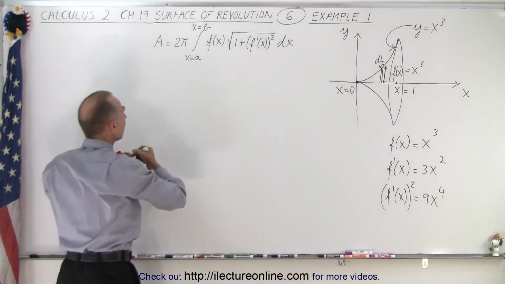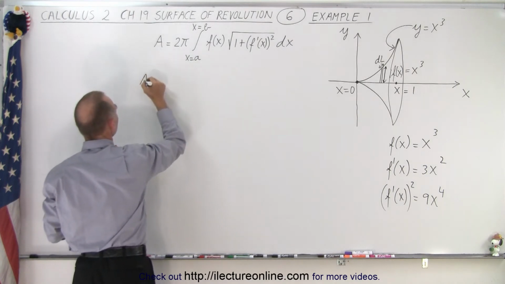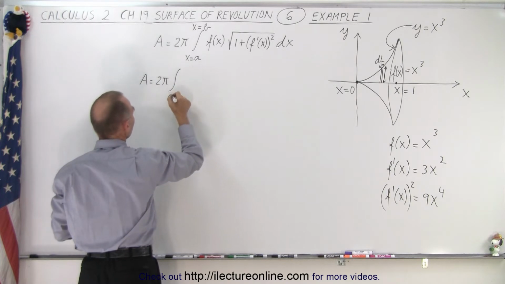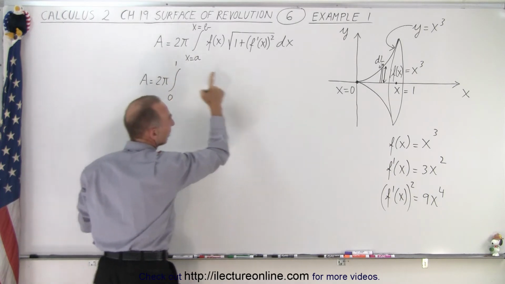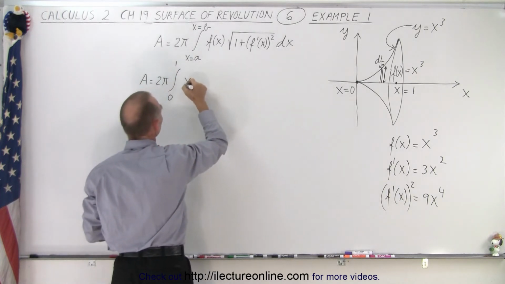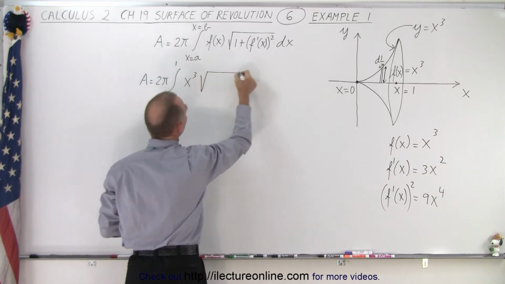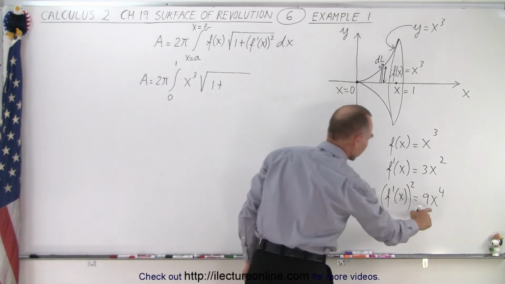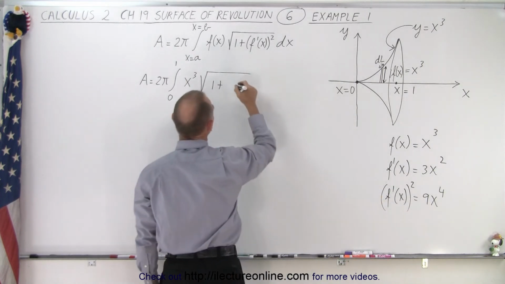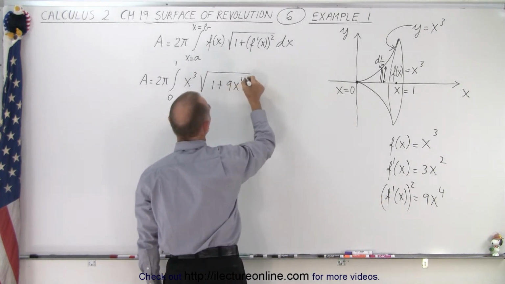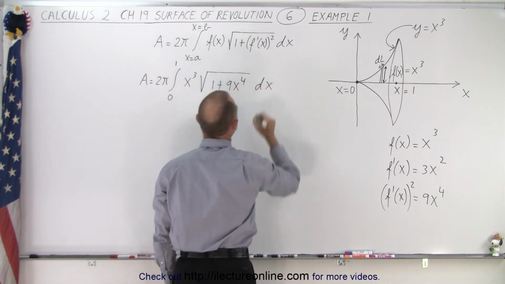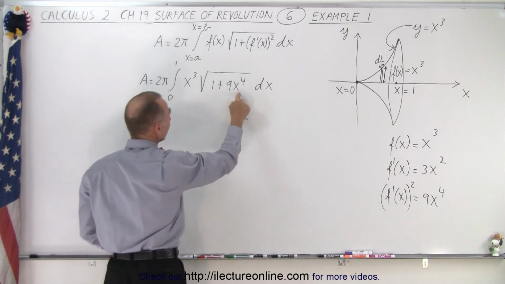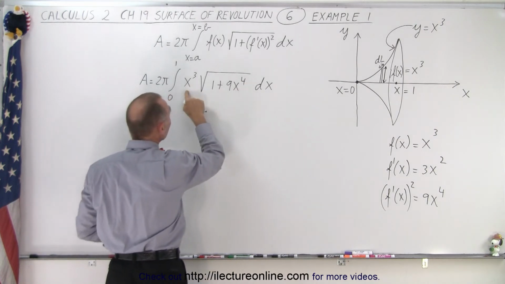So plugging in everything we have, we can say that the area is equal to 2 pi times the integral. Now these are x limits from x equals 0 to x equals 1. F of x is x cubed times the square root of 1 plus the function squared. So we have this right here, 9x to the fourth times dx. And so right away I take a look at this and I see x to the fourth inside the radical, and I have x cubed over here.